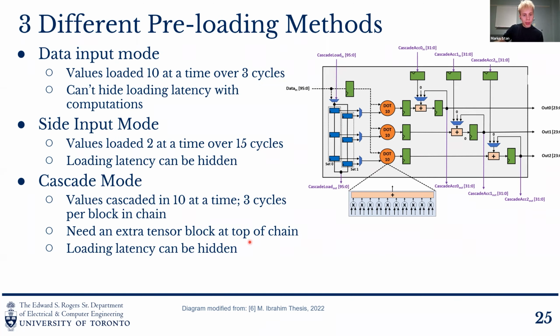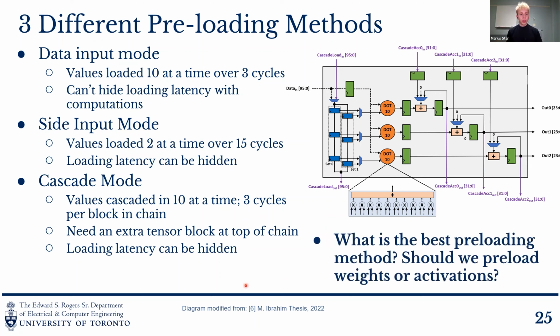There is a caveat here in the sense that we need an extra block at the top of each chain. That block will be configured to use data input mode, so it'll receive the values in data input mode. It won't do any computations, but it'll send those values down the chain out the cascade load wire shown here and down into the rest of the chain. That extra block increases the area, and it also increases the loading latency by an extra 3 cycles.